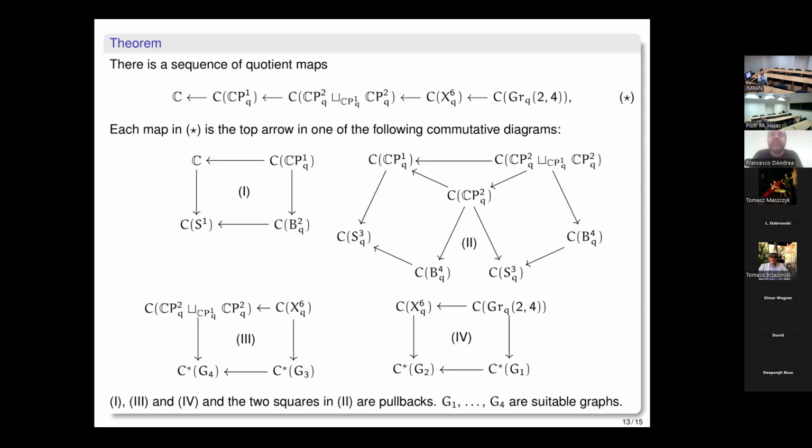You fix one of these planes, and then you look at all the planes whose intersection with this one has dimension at least 1, which means it is either 1 or 2. And these are the points in the 6-skeleton. But in the quantum case, to give an analogous description, at least with graph C*-algebras, it is not very obvious how to get this description.